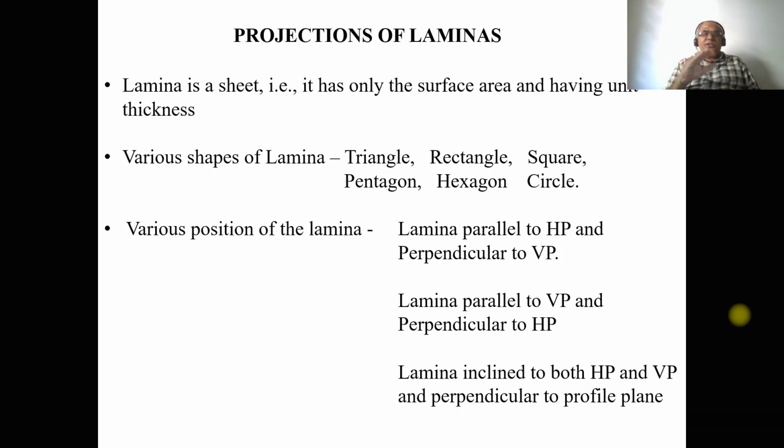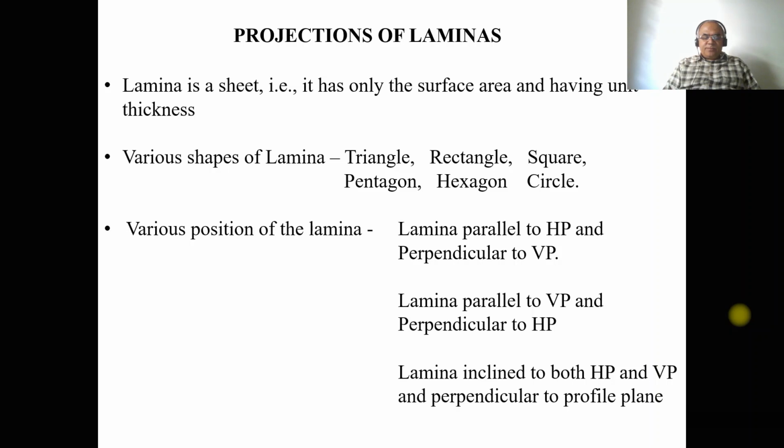A lamina is a sheet. That means it has only the surface area and has unit thickness. Let us see that when we go to the next slide. So the lamina can be classified according to the shape. What does it mean?